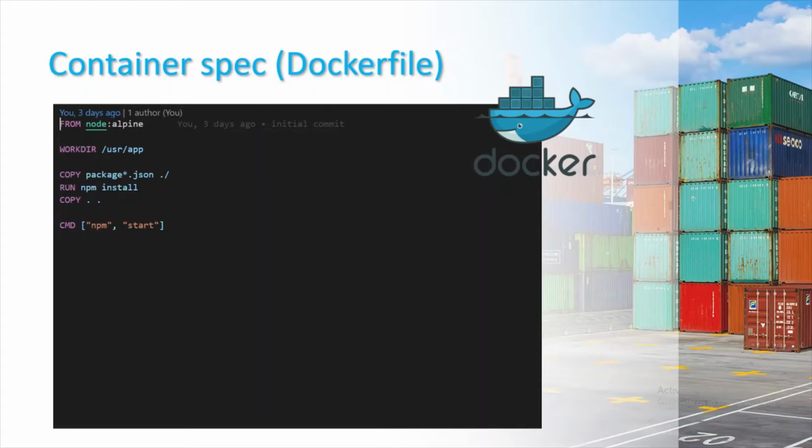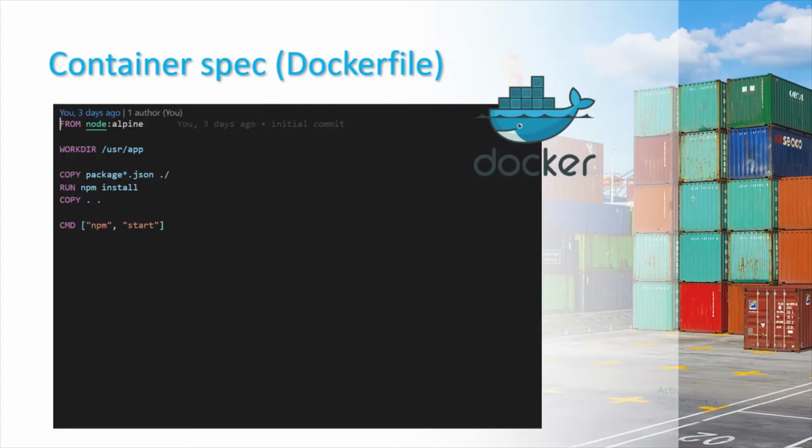Since I don't direct the registry here where the Alpine image actually lives, if I don't ask it what the registry is, by default it goes to Docker Hub and pulls the container image from there. So it first constructs the first layer, which has the node and Alpine image that my application needs in order to work properly.